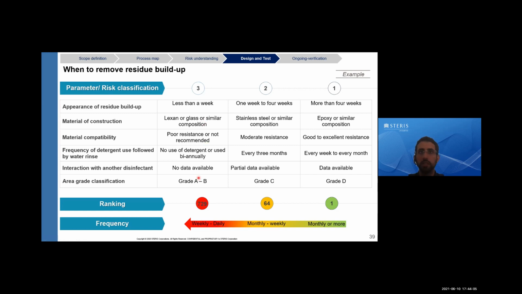Because you would need to assess, based on all that, whether you need to perform it daily. The thing that needs to be looked at principally is the material compatibility. If a material is known to have poor compatibility with the disinfecting agent that you are using, in that case, it's a 3, and you may define a more frequent rinsing program.